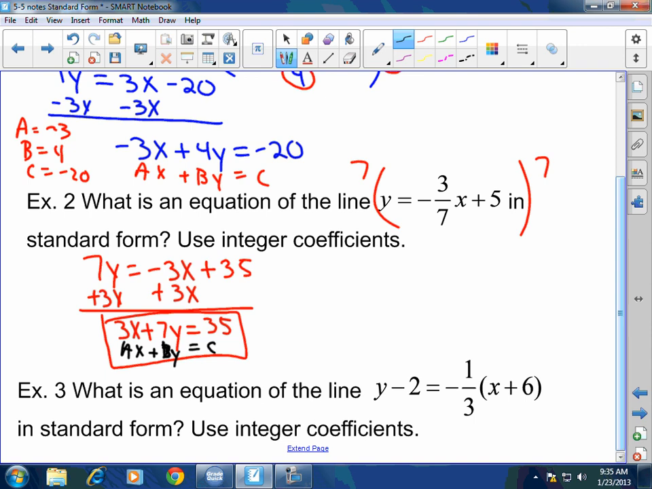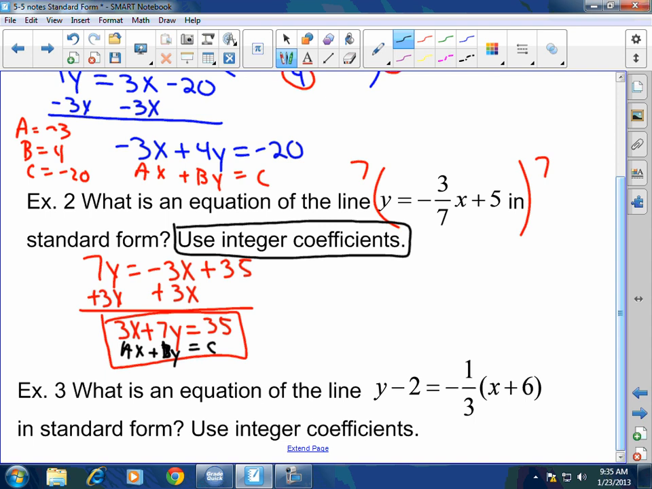Remember, the a and the b can be positive or negative, but they cannot be fractions. Why can they not be fractions? Because they tell you to use integer coefficients. And integers are the whole numbers and their opposites. So that means it does not include fractions or decimals. Is everyone with me so far?